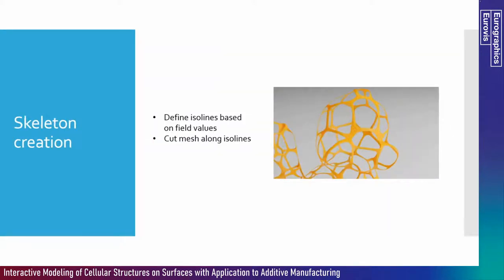As mentioned before, we use the narrow bands between the cells to create a skeleton. We have the advantage that the layered fields model gives us a good transition to and from these narrow bands. This means we can pick a threshold and define isolines on the surface using the field values in order to create the skeleton.